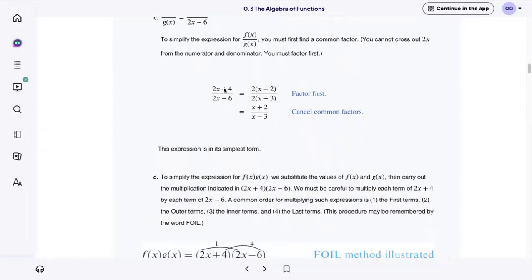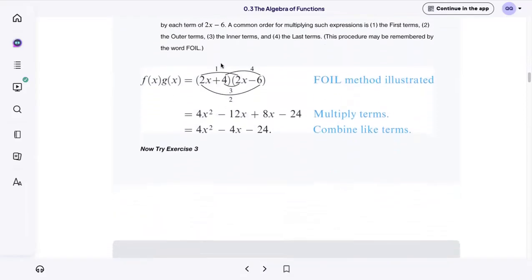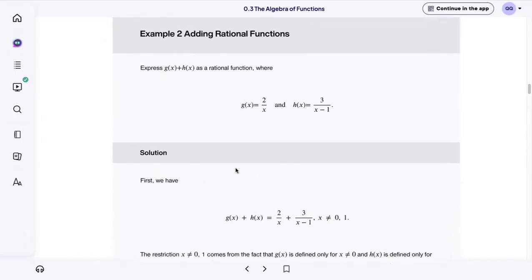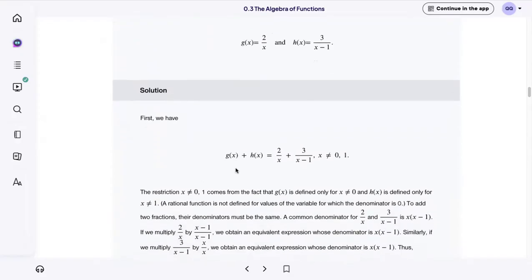Okay, we can divide two functions. Once they have a common factor, in this case we see 2 divided by 2 becomes 1, so we simplify. We can also multiply two factors. Right? This is called FOIL. We multiply 2x with 2x, 4 with -6, then 2x with -6, and 4 with 2x. Then we get a quadratic function. Then we simplify by the like terms. So this gives some examples of adding.